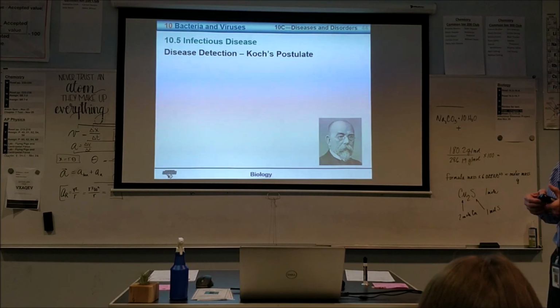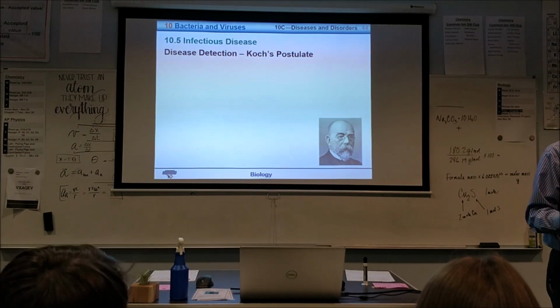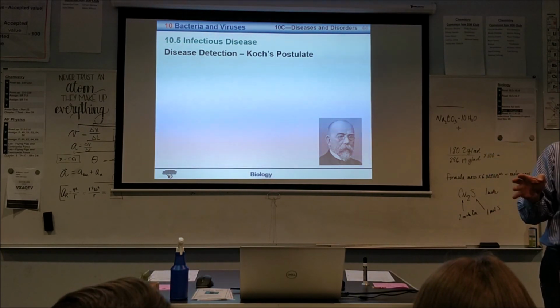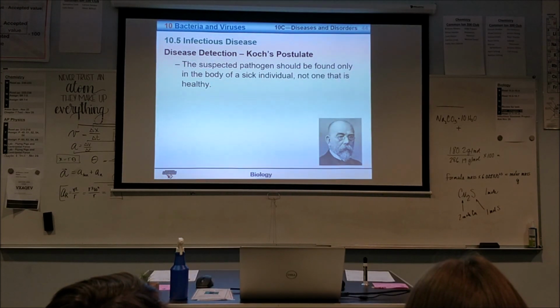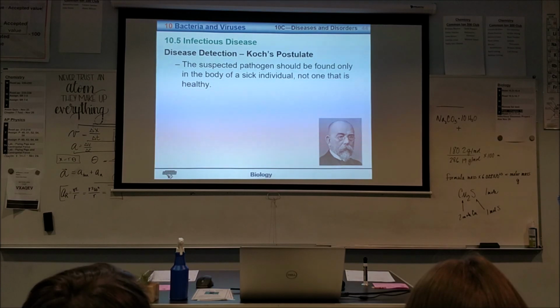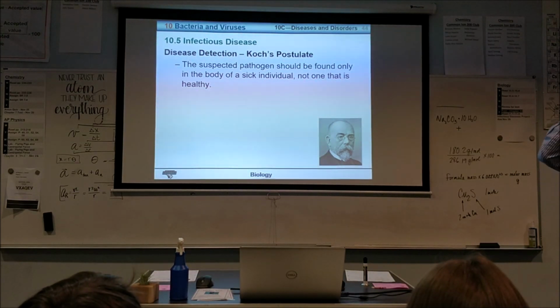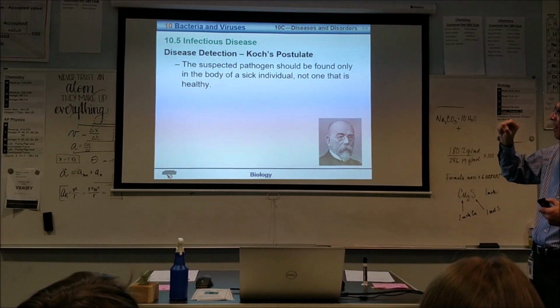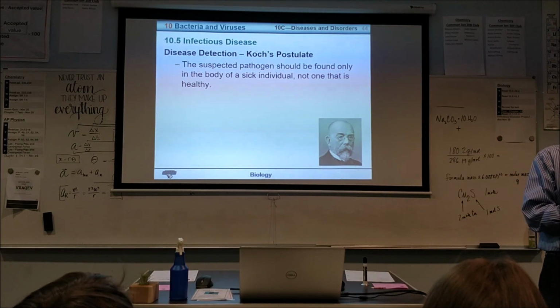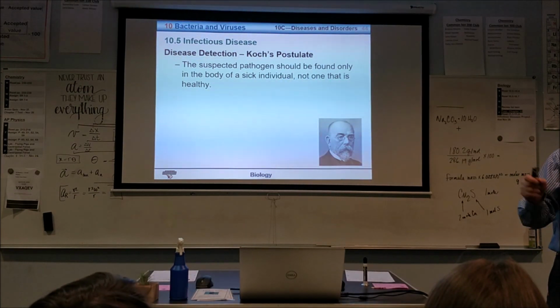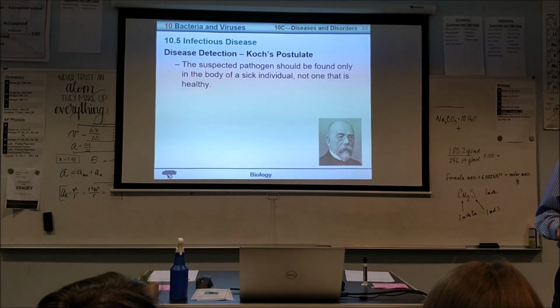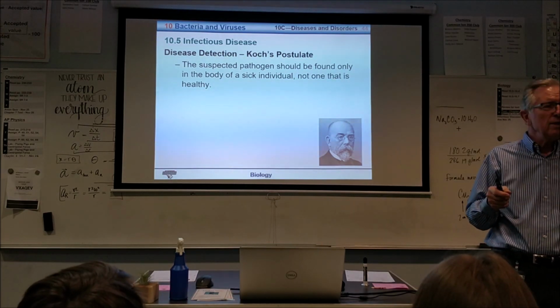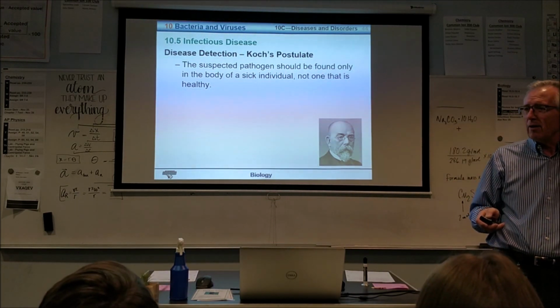So here's his postulate, the way that he looked at that question. How is a disease caused? So first of all, he says, if this organism causes a disease, this suspected pathogen should be only found in people who are sick, but not in people who are healthy. That makes sense? That's kind of logical, right? Whatever's causing it should be only in the people that are sick, not in the people that are healthy.